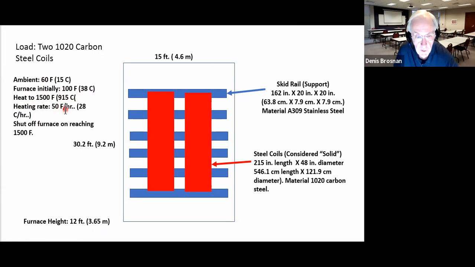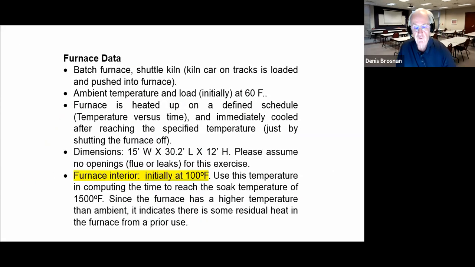Typically, refractory linings are heated up at 50 to 150 degrees Fahrenheit per hour to prevent thermal spalling, particularly when dense products are used in the lining. So that's about 28 degrees C per hour. So we shut off the furnace when we get to the peak temperature. Now this is repetitive. This is some of the furnace data that I've already talked about here with dimensions and some of the other information.